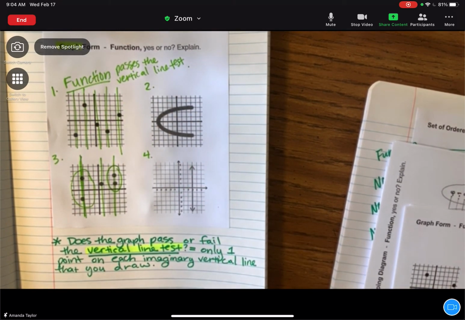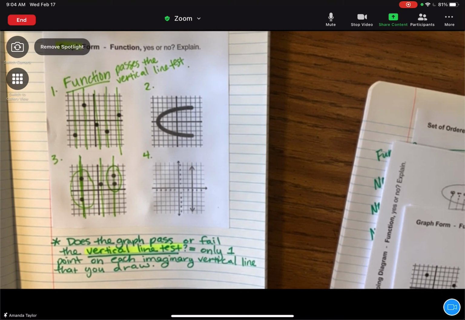Yes? Why can't it be 4? Why can't it be what? 4. The number 4. Oh. Give me a second. I'm getting to it. Give me a second.